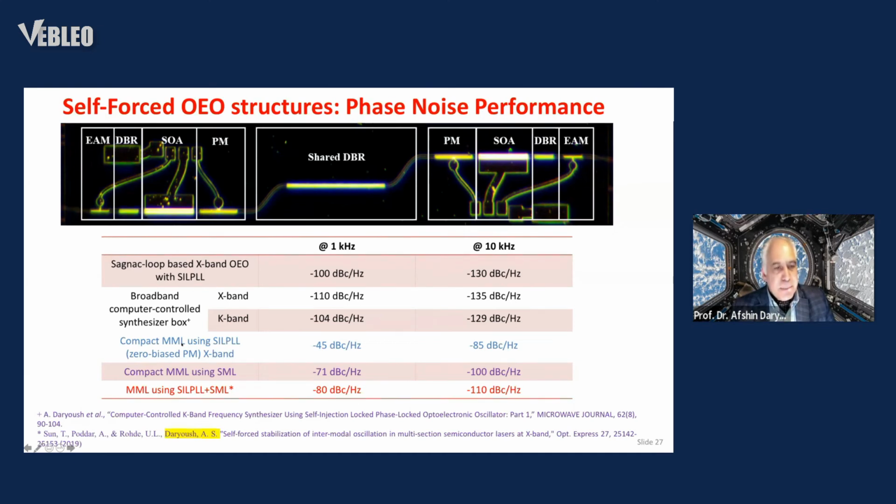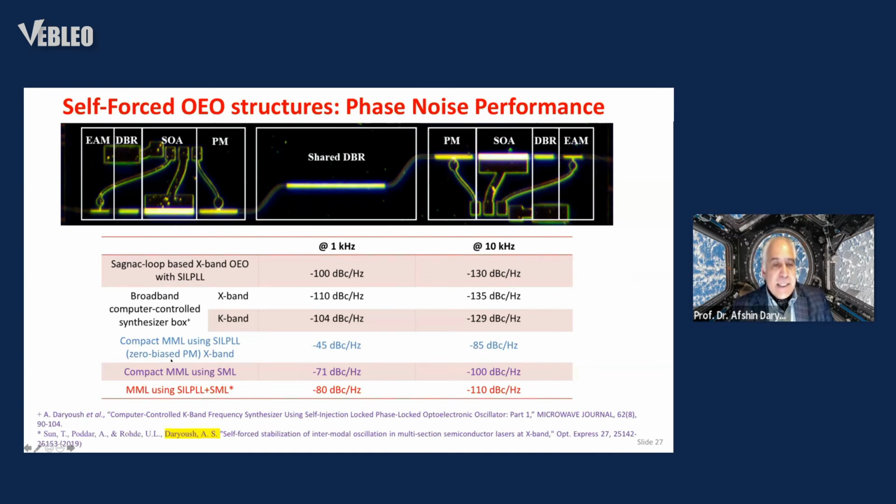And you can see the performance of this compact multimode laser where we have used the self-injection locking to achieve a close-in-to-the-carrier phase noise of -85 dBc per hertz, or self-mode locking to achieve -100 dBc per hertz, or a combination of both, which gave us the -110 dBc per hertz, as I had identified as a minimum requirement that we have for the clock.